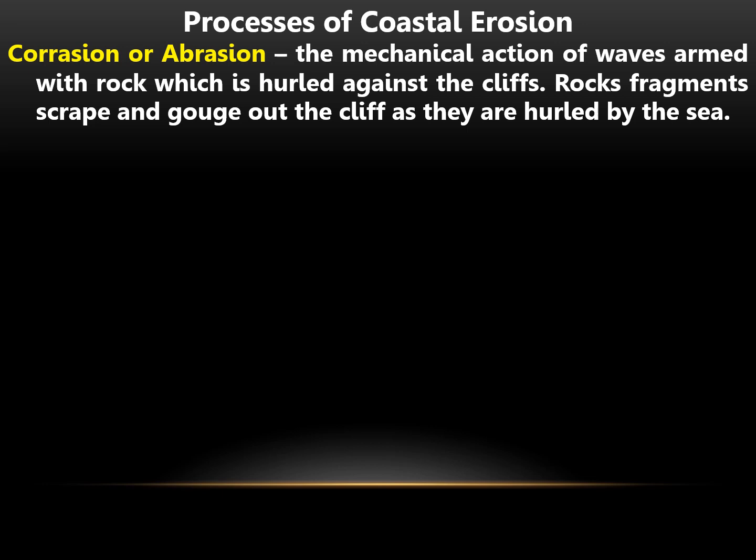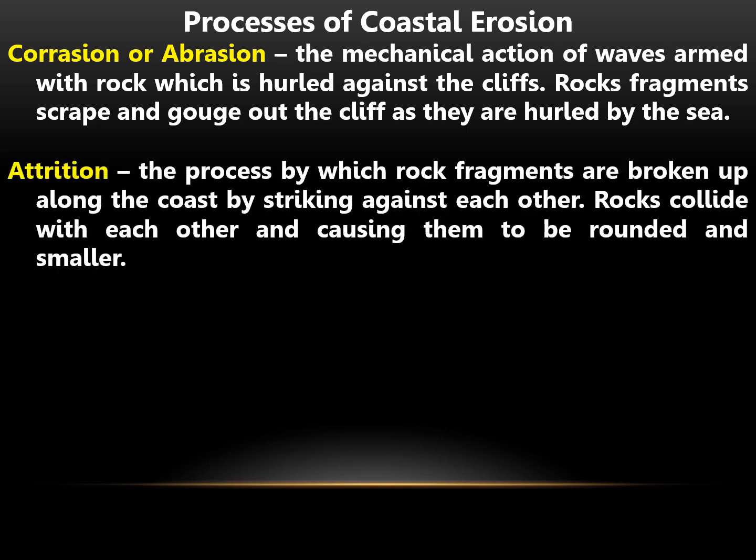One process is known as corrasion or abrasion, and this is basically where the waves take rocks, or mainly rock materials, and hurl or throw them against the cliff face or against the coast, causing these rock materials to erode or remove materials. Waves also cause rocks to collide and smash against each other. And over time, these rocks will become rounded and sometimes irregular shaped, right?